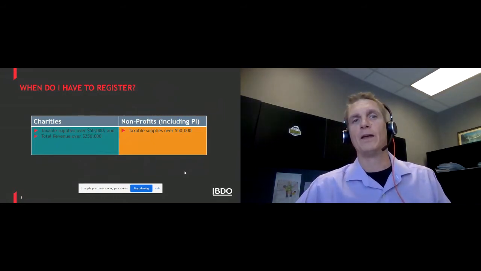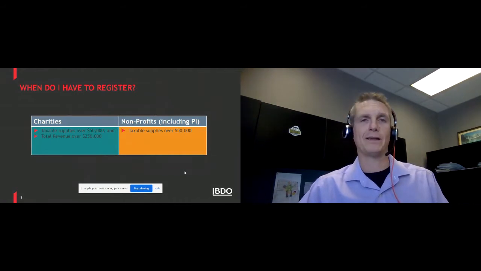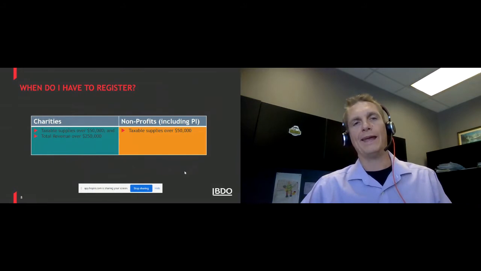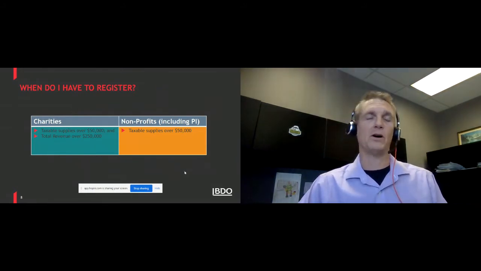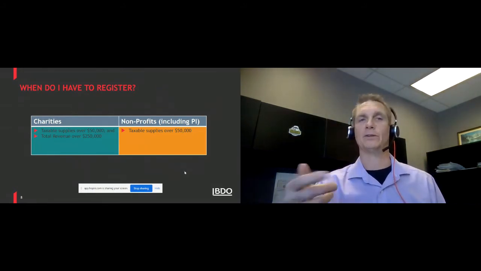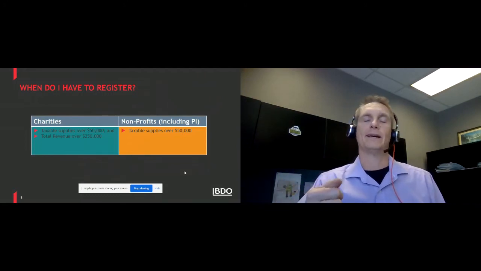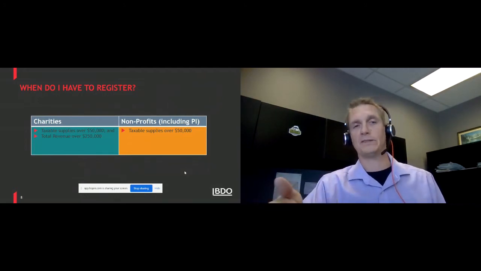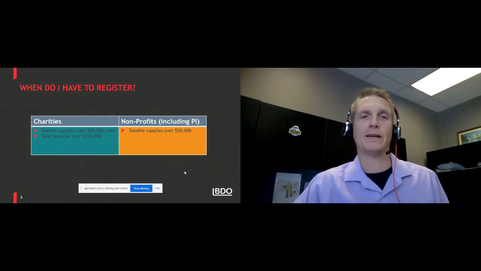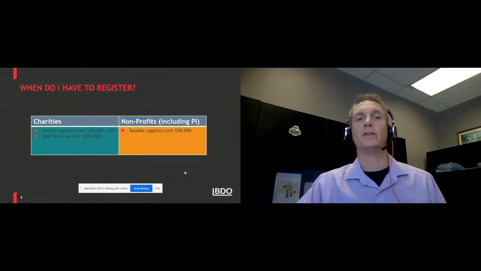The first one is having taxable supplies in excess of $50,000, and we'll talk about what some of those are. And you need to have total revenue from all sources, so including donations, fundraising, taxable exempt supplies, and everything in excess of $250,000. So once you're over both of those, you are required to register.